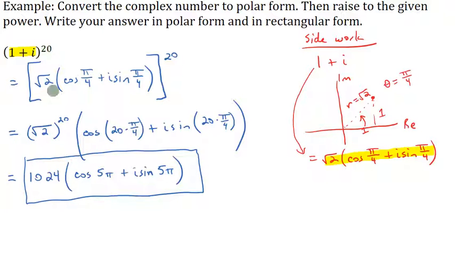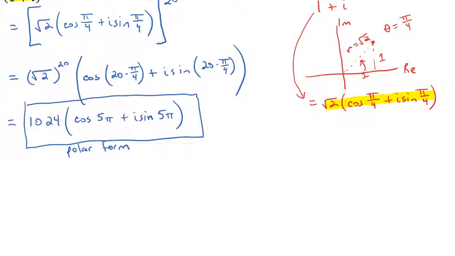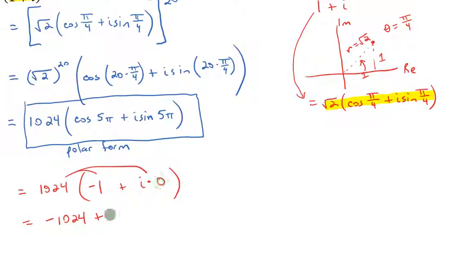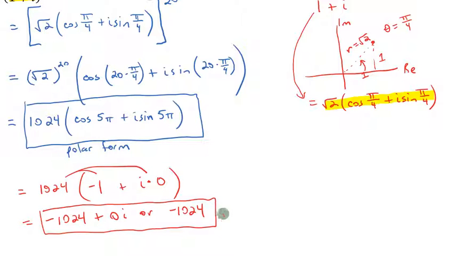And so this is my answer in polar form. When I raise this complex number to the 20th power, I get this complex number. And this is the polar form of the answer. The rectangular form of the answer, I just go and simplify this a little bit. The cosine of 5 pi is -1. And the sine of 5 pi is 0. So that's what I have in the parentheses, -1 plus i times 0. And out here I've got 1024 times that. And then if I distribute my 1024, I get -1024 plus, well, 1024 times 0 is 0, so -1024 plus 0i, or I could just write -1024. So this is my rectangular form of that same number.